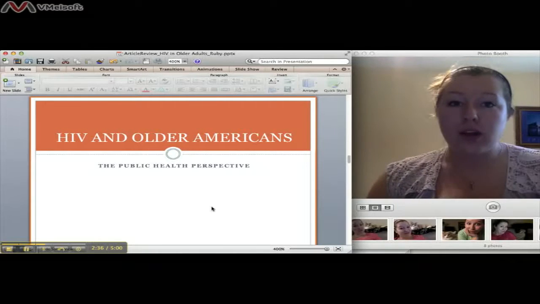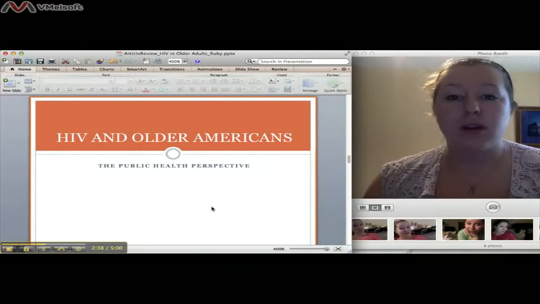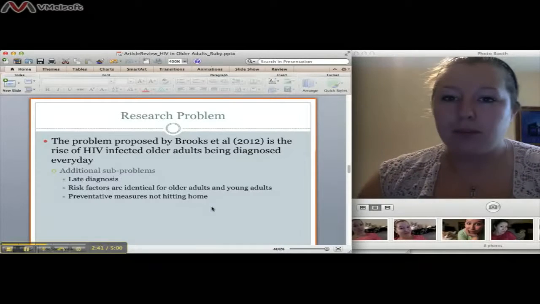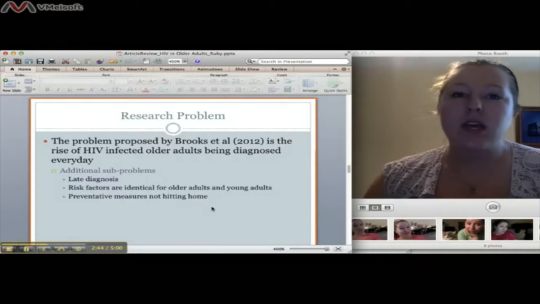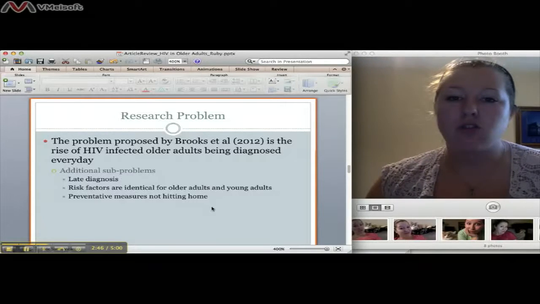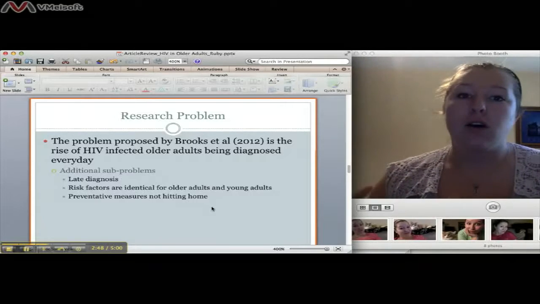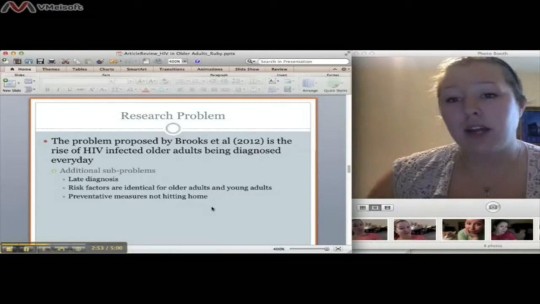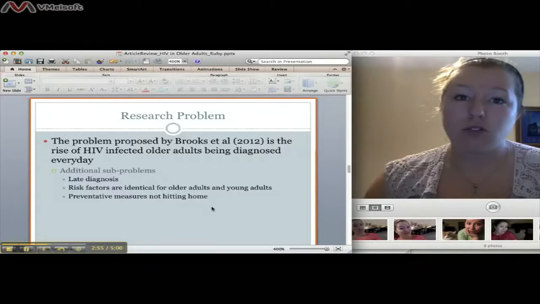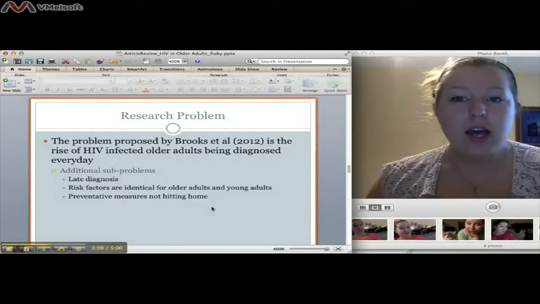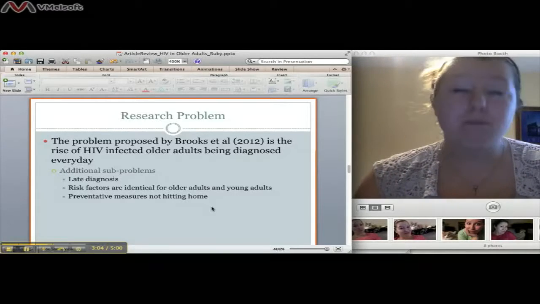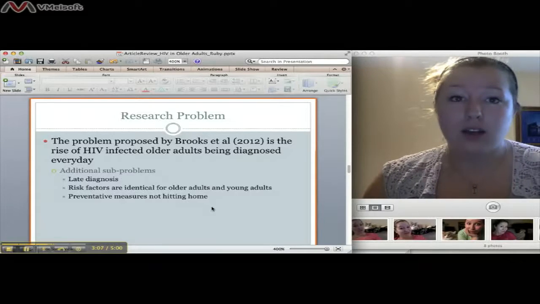So the article that I read was called HIV in Older Americans, the Public Health Perspective. So the research problem, basically Brooks and colleagues decided to really focus on HIV within the older population and how new cases are being diagnosed every day. However, they also chose to look at a lot of other sub-problems that are occurring, such as the idea that people either aren't being diagnosed at all, or they're being diagnosed late.